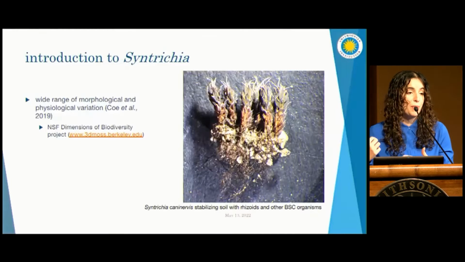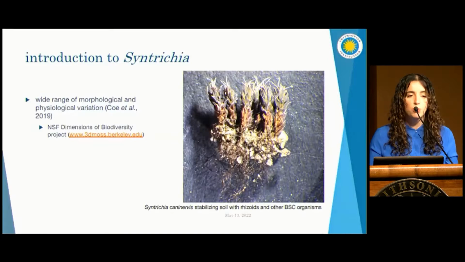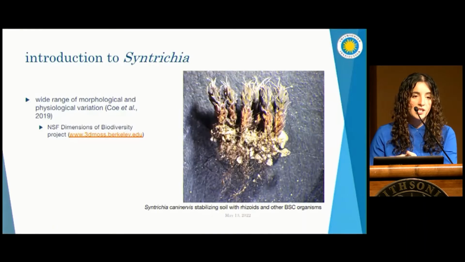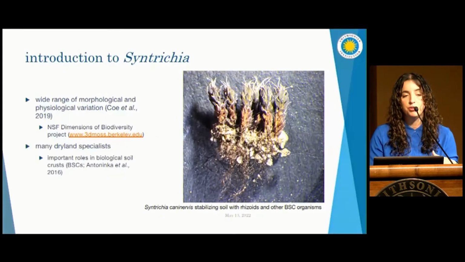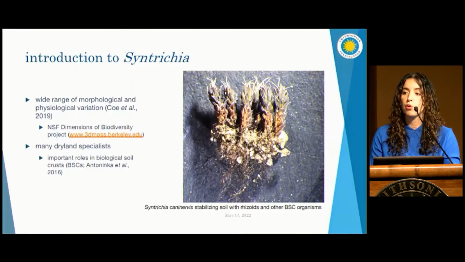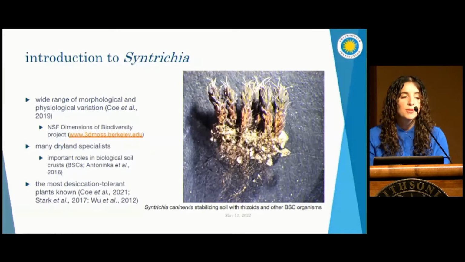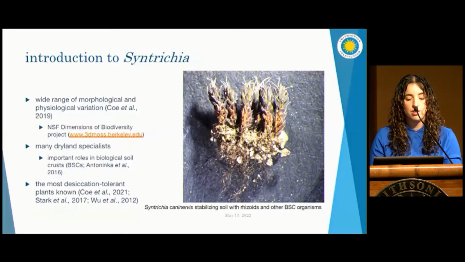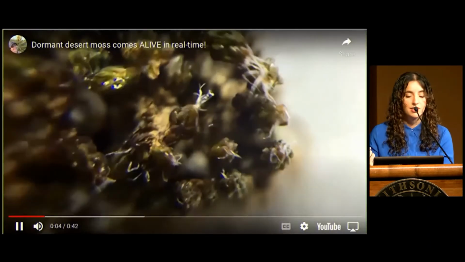The group I'll be talking the most about today is this genus of plants, Syntrichia. And Syntrichia has a worldwide distribution and occurs in a lot of different habitats, a lot of physiological and morphological variation. We have a whole project dedicated to studying that variation. But the group contains a lot of dryland specialists, a lot of species that live in deserts in particular, where they play really important roles in biological soil crusts. And in fact, this group contains the most desiccation-tolerant plants known of all plants. Like, for example, this Syntrichia caninervis.